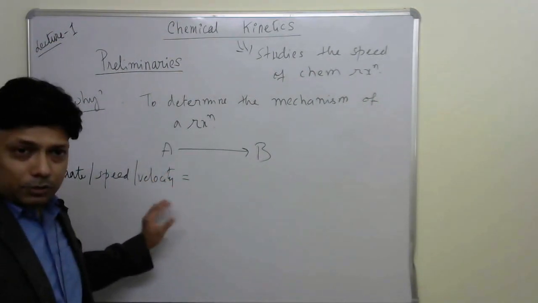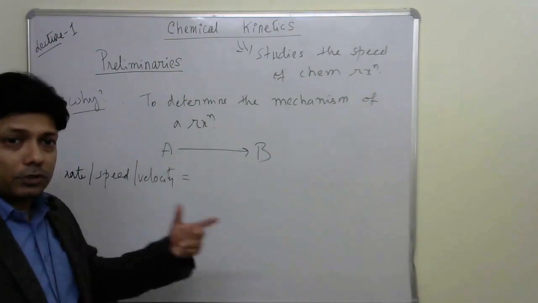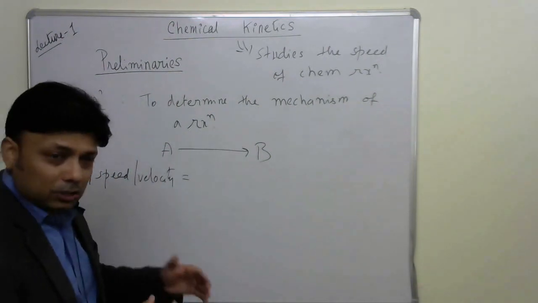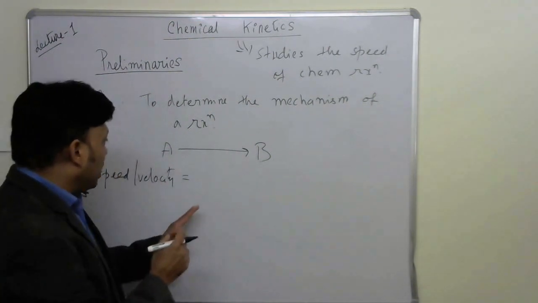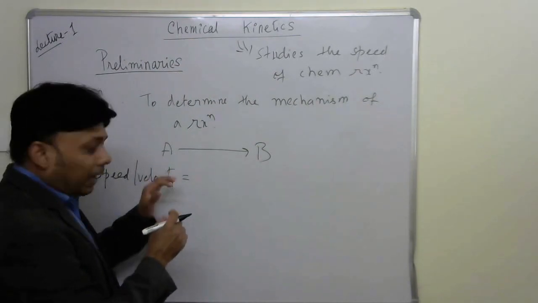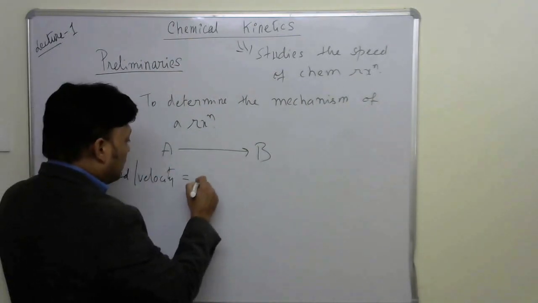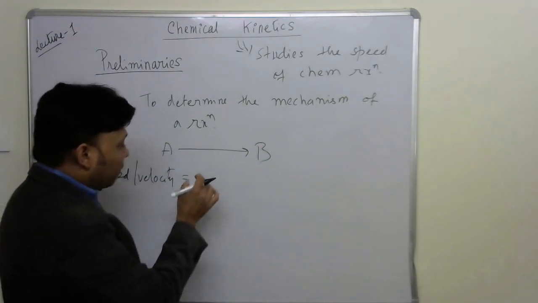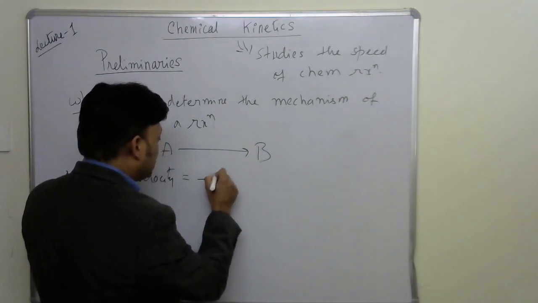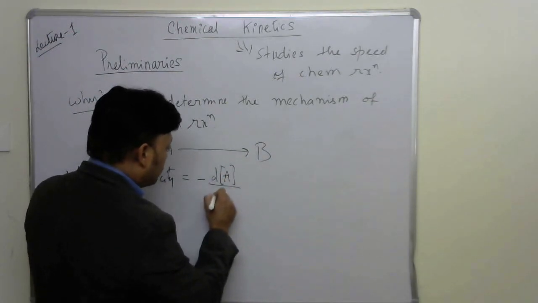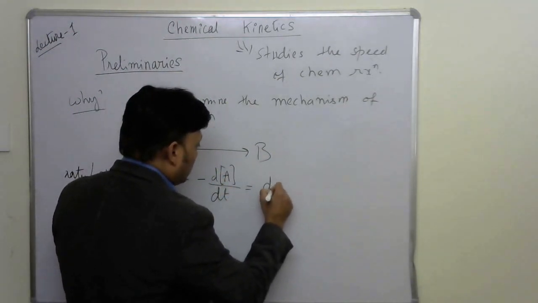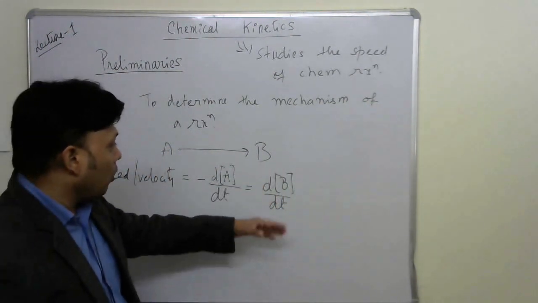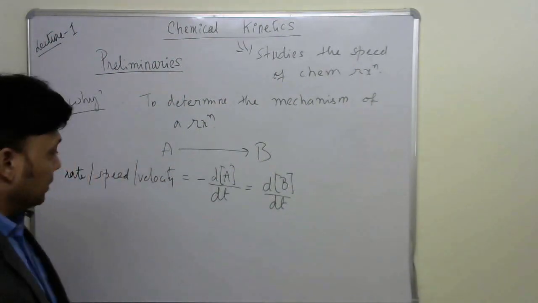Remember, all these three terms, rate or speed or velocity, represent the same thing, that is the rate of the reaction. That means it is denoting some change. Change of what? It denotes the rate of change of the concentration of A. Since with time the concentration of A would decrease, we have a negative sign here. So minus d[A]/dt is equal to the rate of formation of the product B, or the change of the concentration of the product B with time.